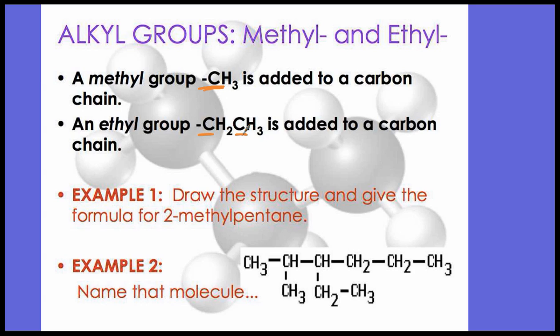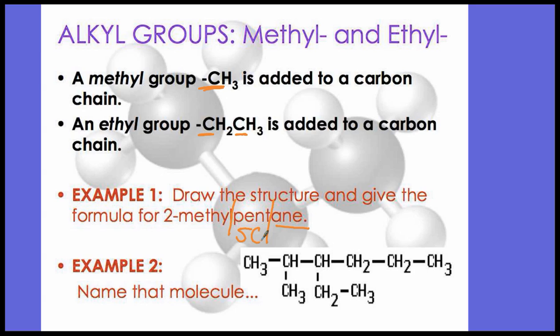So step 1 is still the same. Figure out what the longest possible chain is. So, drawing a picture for 2-methylpentane. Tell me what that means. 5 carbons with single bonds. The ane means it's single bonds. How many? 5 carbons. On carbon number 2, I'm going to have an extra carbon, a methyl group. That's this.